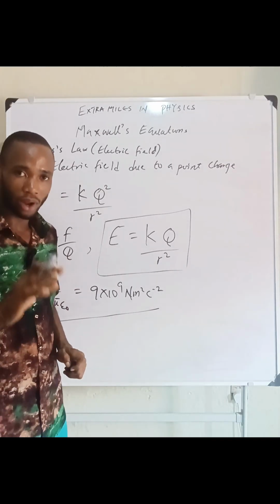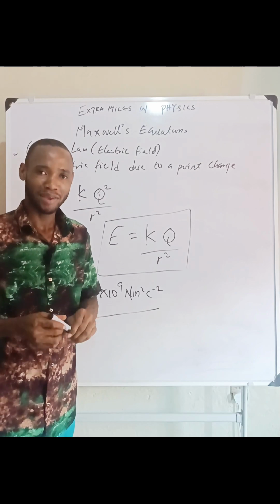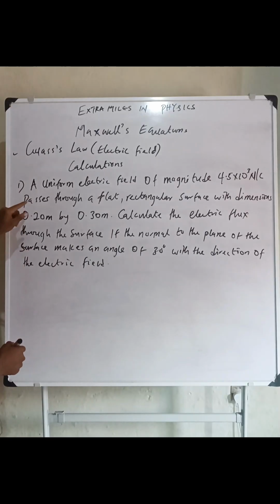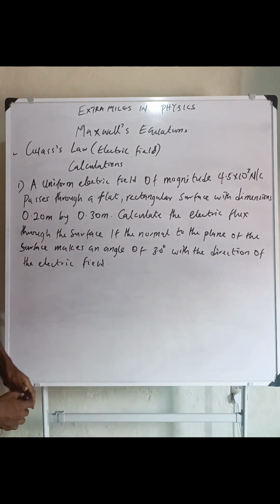Alright, so I believe the next thing that we're going to do quickly now is to touch a few calculations that will help us understand better what physics is without calculations. We have a beautiful question here, which is the first. A uniform electric field of magnitude 4.5 times 10 raised to power 3 Newton per Coulomb passes through a flat rectangular surface with dimensions 0.20 meter by 0.30 meter. Calculate the electric flux through the surface if the normal to the plane of the surface makes an angle of 30 degrees with the direction of the electric field.